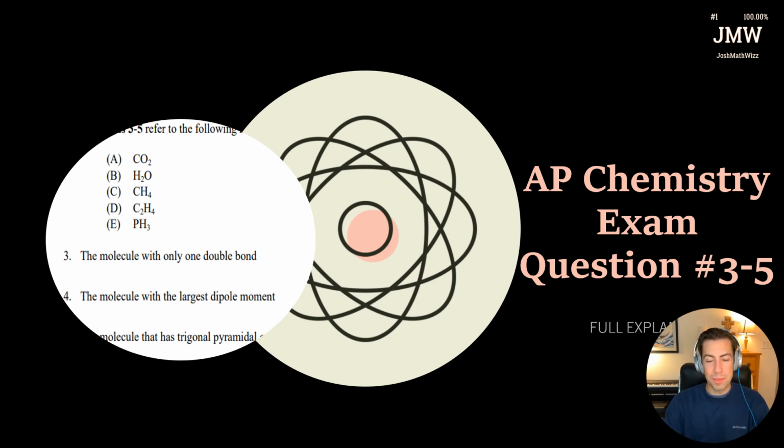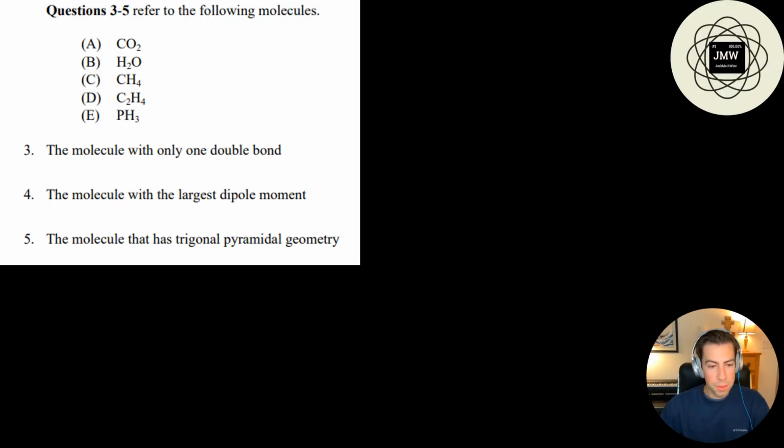Okay, so here we go, questions 3 through 5. All right, so the first one says we've got to figure out the molecule with only one double bond. So let's go ahead and draw out our molecules.